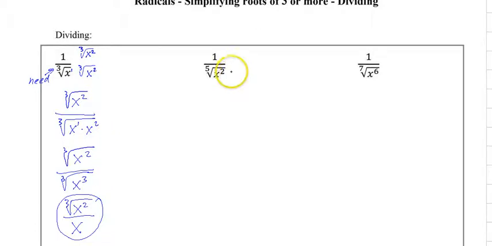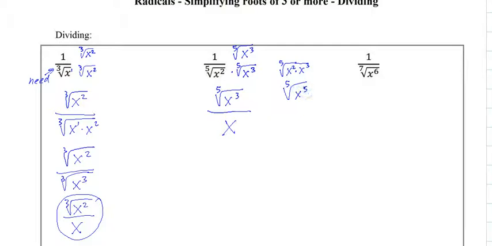So if we did this one, we'd use a 5th root. But we have 2, which means we need 3. 2 plus 3 is 5. And so on the top, we would get the 5th root of x cubed. And on the bottom, we now have the 5 that we need to take one of them out. So this would become 5th root of x squared times x cubed, which is the 5th root of x to the 5. And they cancel to give us just x.